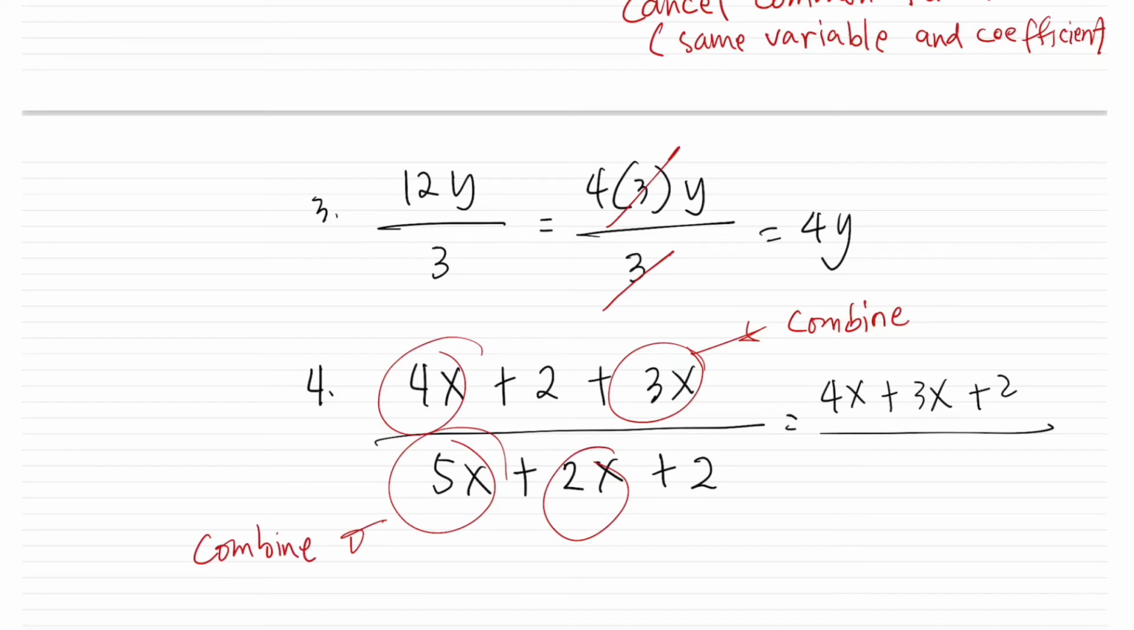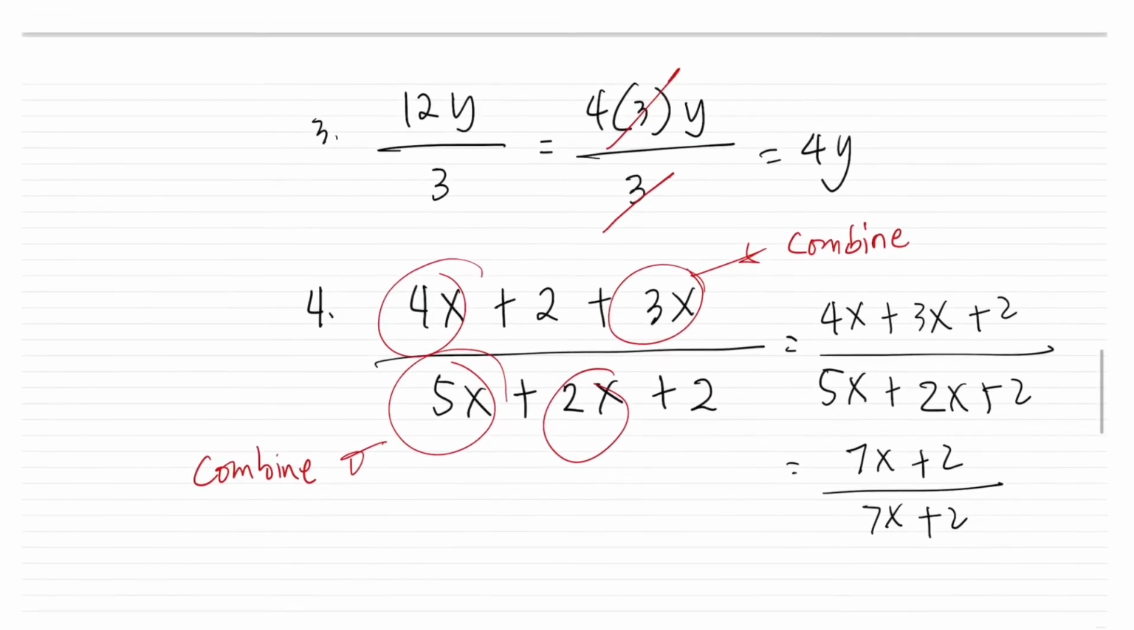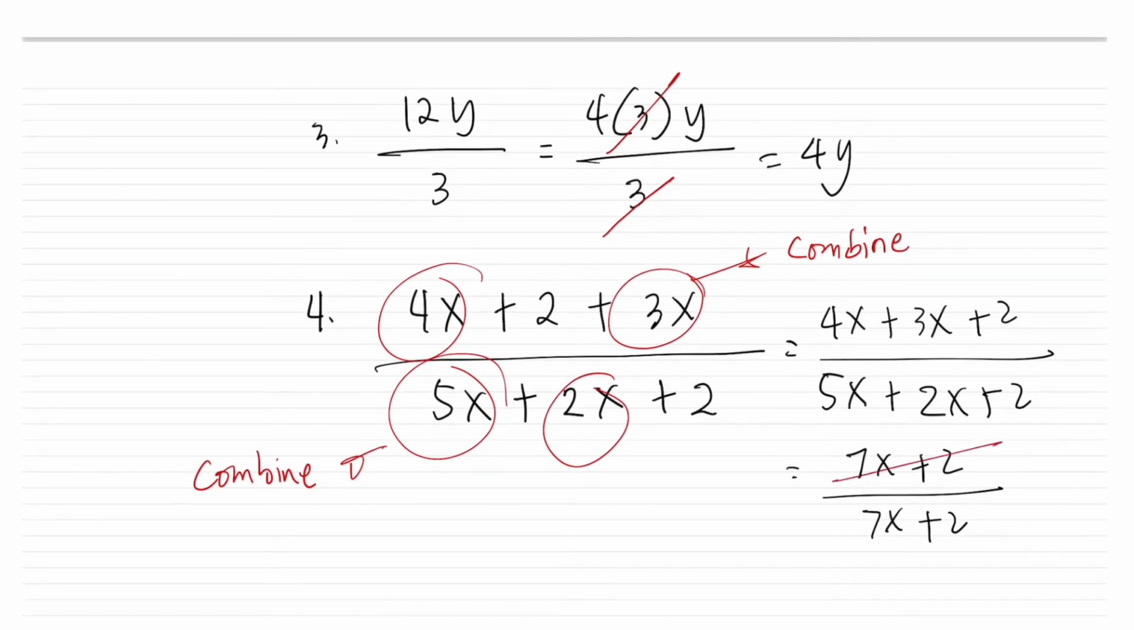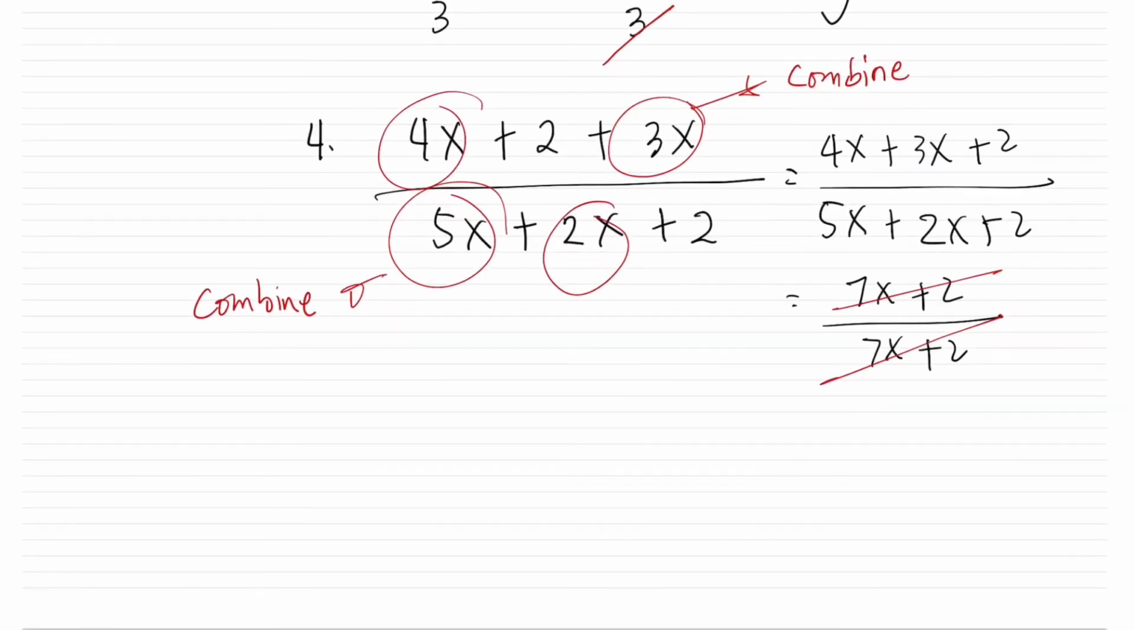So therefore we have here 5x plus 2x plus 2. Now guys, we can't cancel that because it is addition. We can't cancel 2 and 2 because it is addition. We can only cancel it when it is multiplication. So therefore what we do is we combine the two. So 4x equals 7x plus 2, and here it would be 7x plus 2. Notice both of them are already the same, so this time we can cancel the 2. So our final answer for this is equal to 1.